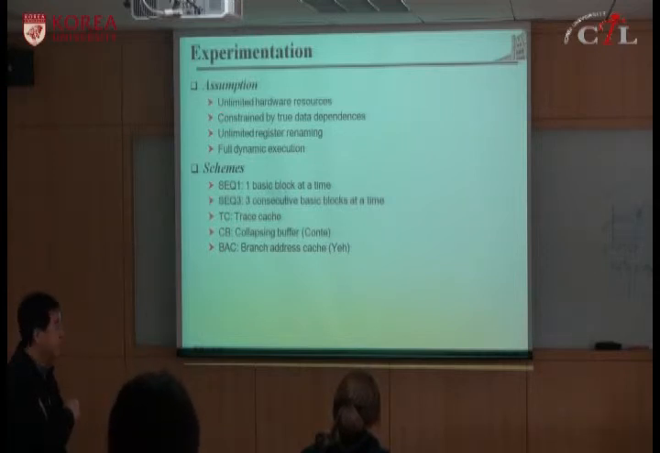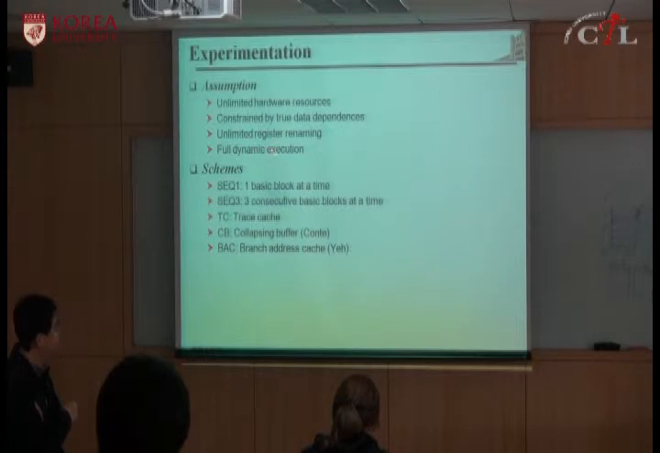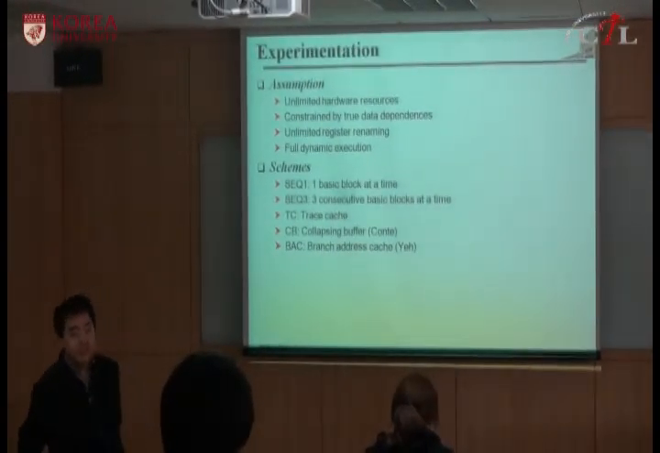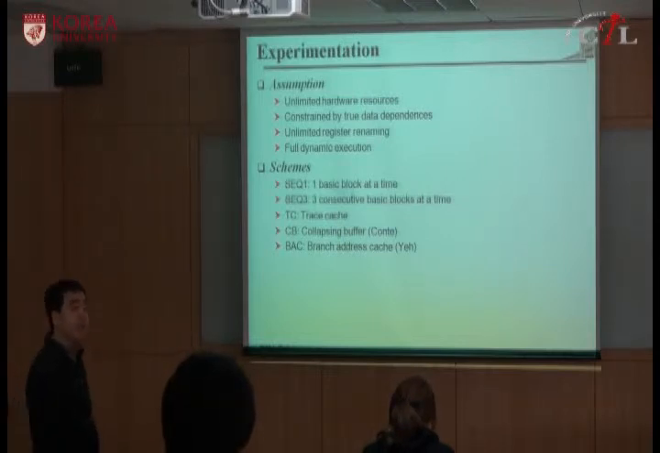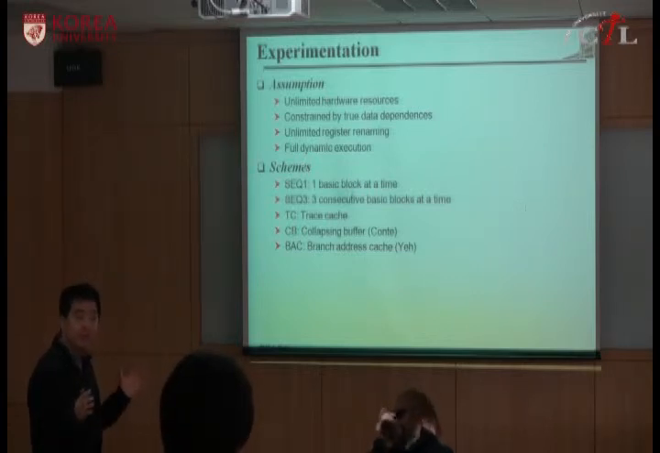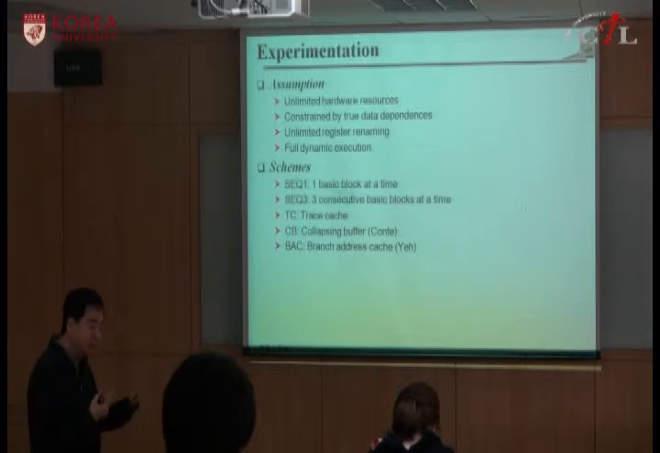So he did some experimentation. Assume unlimited hardware resources, constrained only by true data dependence, with unlimited register renaming and fully dynamic execution, which means he assumed an ideal backend. The backend has as many execution units as possible, maybe 16 integer, 16 floating point, 16 multimedia, and so on. It is limited only by data dependence, and he can do full register renaming, which means you can eliminate write-after-read and write-after-write dependences, and full out-of-order execution. The backend is more like a beast. It can do everything: an aggressive, ideal backend, so the backend can consume as much as possible.